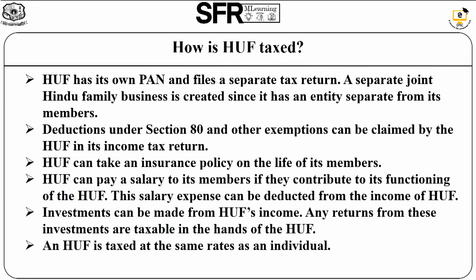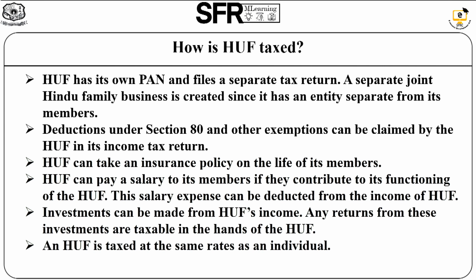So next, how is HUF taxed? The HUF has its own PAN and files a separate tax return. As already stated, HUF has its own PAN card and has to file returns separately. The next one is that deductions under Section 80 and other exemptions can be claimed by the HUF in its income tax return. So we have the Section 80 sub-section deductions allowed in HUF.